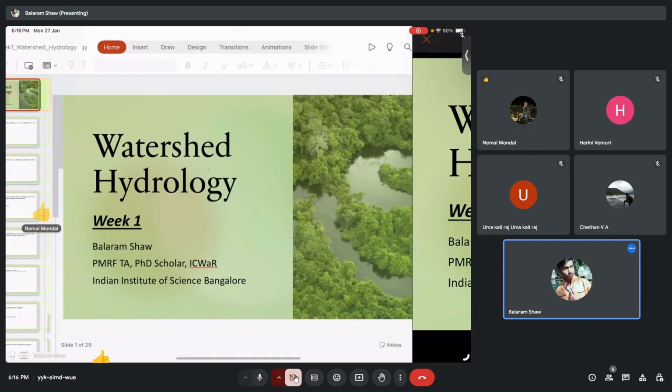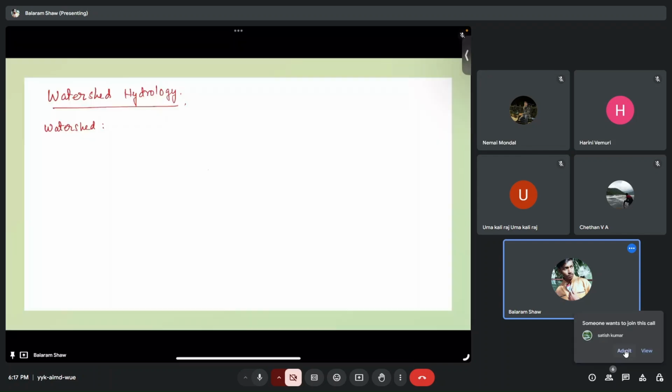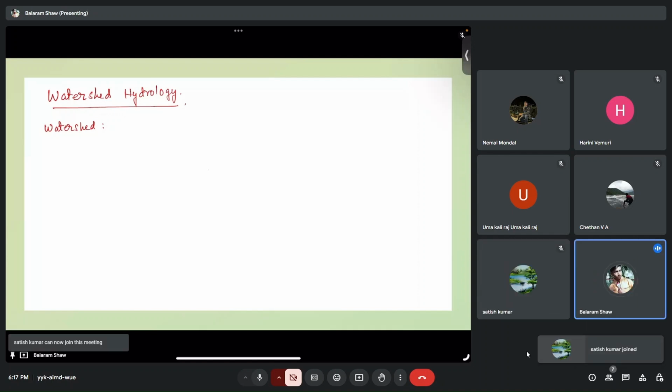Okay, so the subject is watershed hydrology. Before going to what we are going to discuss in this course and why we are studying this course, we should understand what each of the terms in the course name means, right? So the first one is watershed. What do you mean by watershed? Anyone?